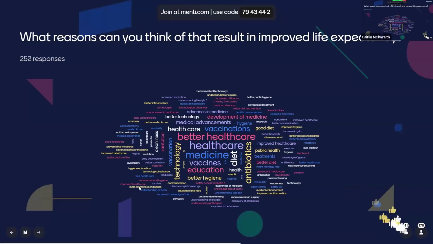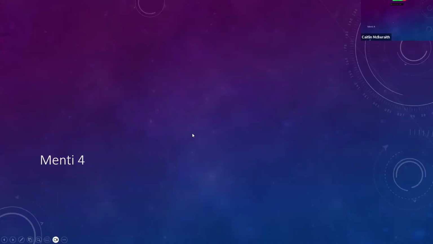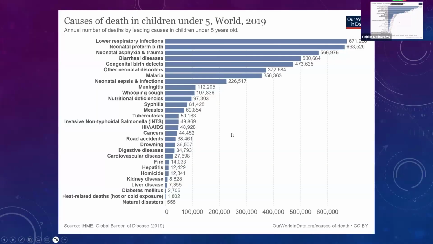So we're going to take a bit of a pause from Menti now, if I can hopefully get back. Here we go. Yeah, so we can get back. I just want to quickly show you, we're going to go through the next few slides fairly quickly, just to give you an idea of what children die from and then what adults die from. So this is in 2019, what types of things kids die from.